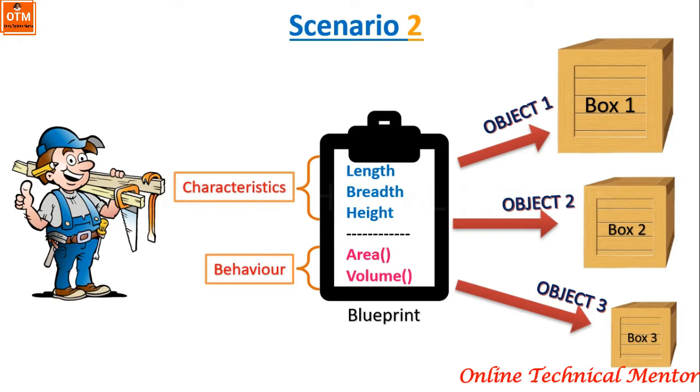We all know that an object occupies space. So while the carpenter is creating a box, that means he is creating an object. Not only these three boxes, by looking into the blueprint, the carpenter can make multiple boxes. And obviously, the values of length, breadth and height of each and every box are different. Now look how the previous scenario and this scenario are related to object-oriented programming. For that, let's continue our presentation.